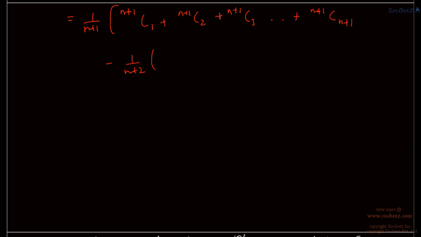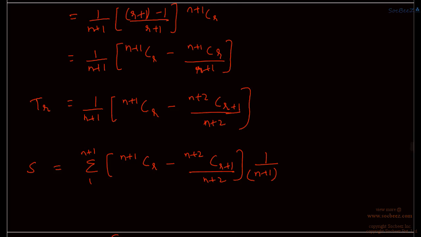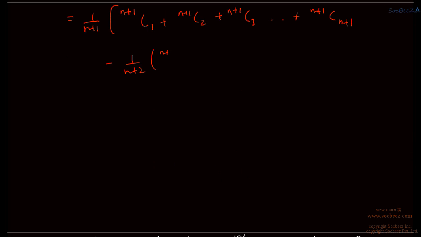The next is 1 by n plus 2 into the sum of n plus 2 C r plus 1. Right? So the first term is actually n plus 2 C2, and then we have n plus 2 C3, again, up to n plus 2 C n plus 2. Right? Now this is well known, right?